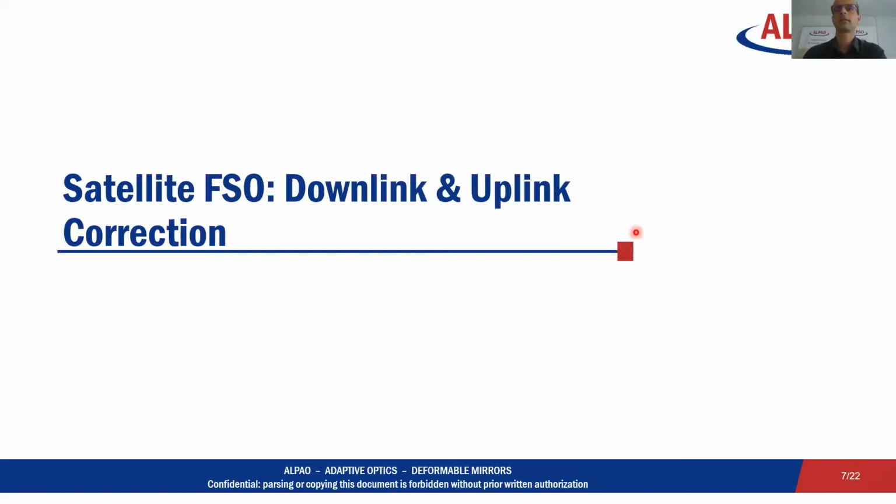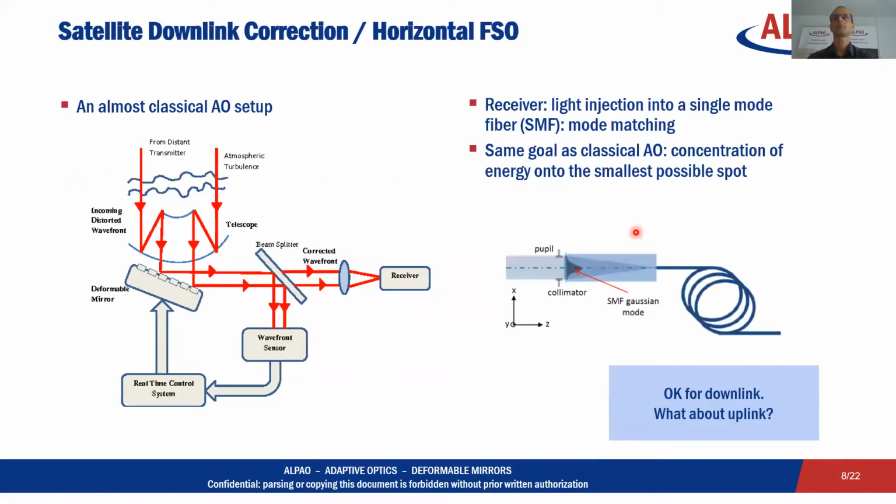Okay, so now let's go into some more details and look at how AO works with satellite FSO. On the left side, we have a schematic that really resembles the one we just saw of the telescope. It's almost a classical AO setup, with the difference that the light in this scenario is not used to do imaging. It's focused on a receiver for telecom.